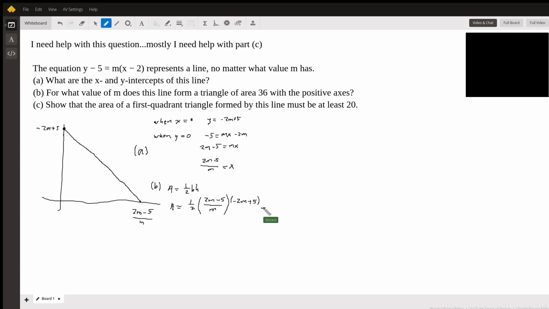And they want the area to be 36. And then the last question, show why the area of this triangle has to be at least 20. So to get the detailed answer here for this part B, and to see why the area has to be at least 20, we could do this with algebra, but I decided to do it with just a grapher. If you have a graphing calculator, or you can use an online grapher, which is what I did. And I'm just going to bring that in now.